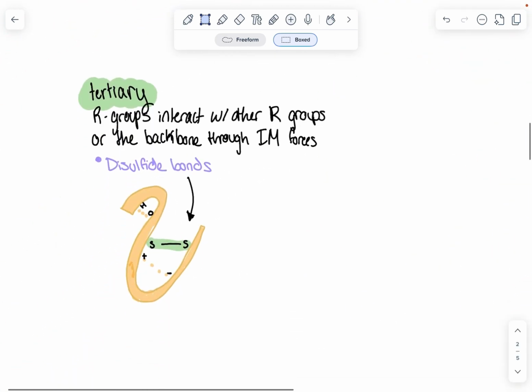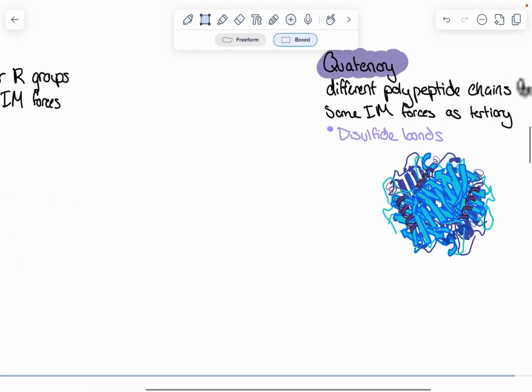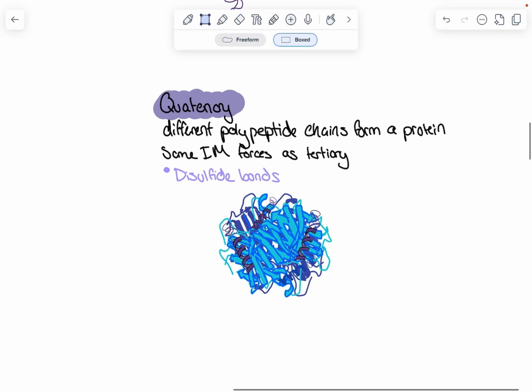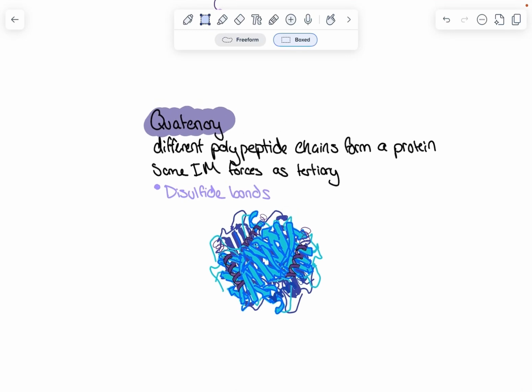The third structure type is tertiary, and this occurs when R groups interact with other R groups or with the backbone itself through intermolecular forces such as hydrogen bonds, ionic bonds, and disulfide bonds. Disulfide bonds occur between cysteines to stabilize the structure. These covalent bonds can occur in tertiary structures, and we can see it here where the S is linked to the S. Tertiary structure requires R group interactions within one polypeptide chain, whereas quaternary structure requires R group interactions between more than one polypeptide chain. Otherwise, all of the same intermolecular forces are seen in quaternary structure as are in tertiary structures.